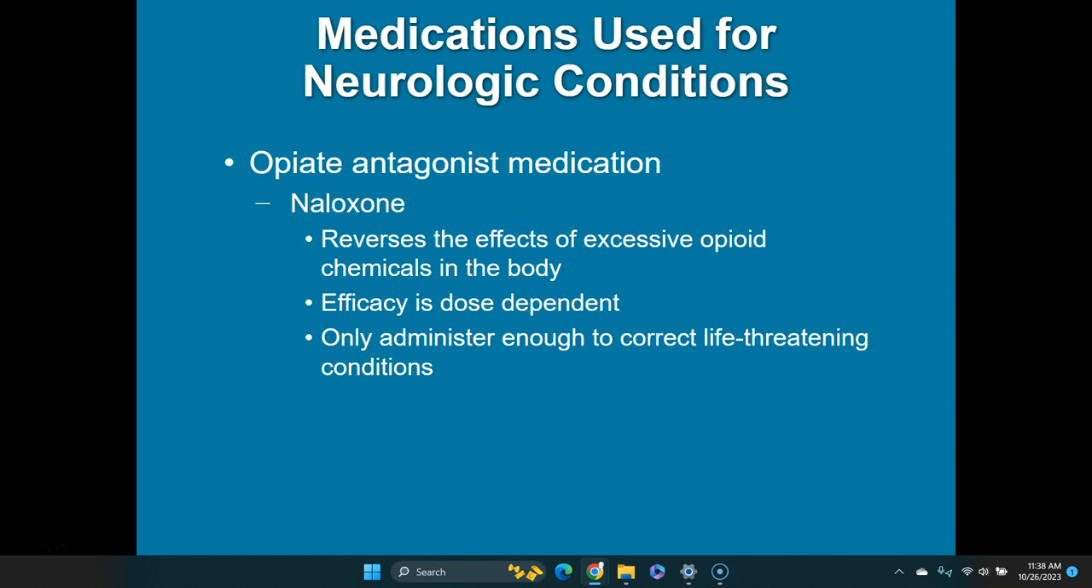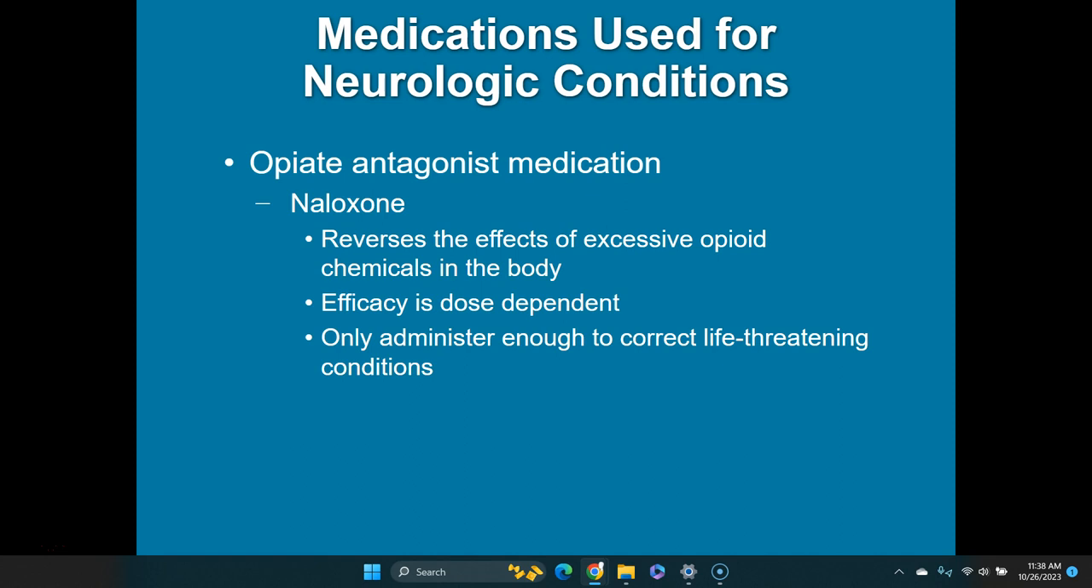Efficacy is dose dependent. Remember, it is a competitive antagonist. And you only want to administer enough to correct life-threatening conditions. So, personally, someone overdoses on fentanyl and they're just sleepy, okay, that's fine, I'll let them ride. Somebody overdoses on fentanyl and they're in agonal respirations, all right, now's the time for Narcan.